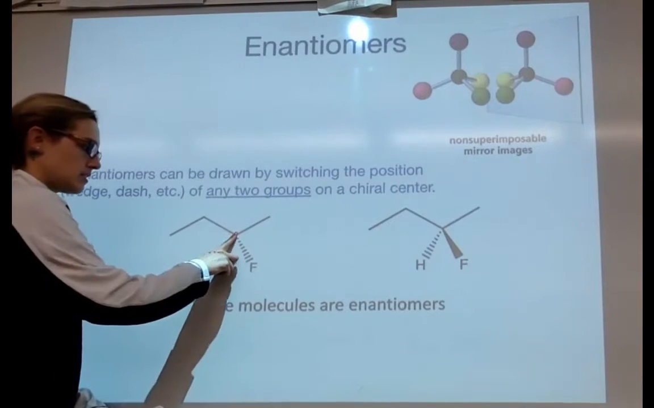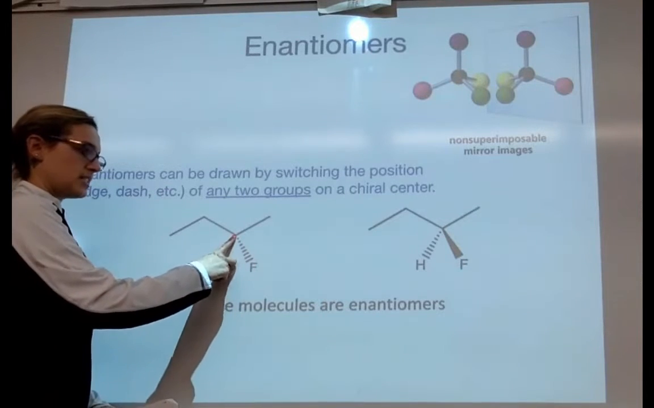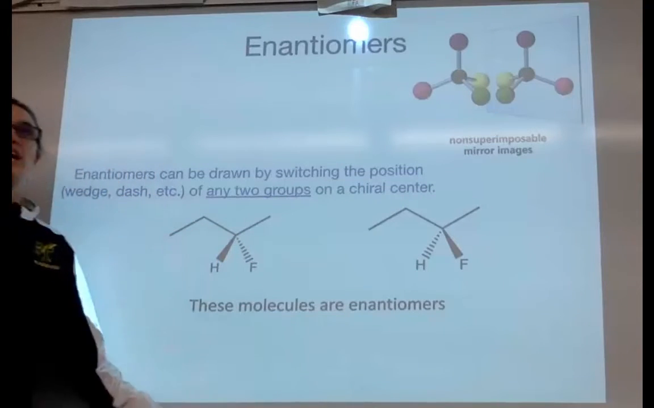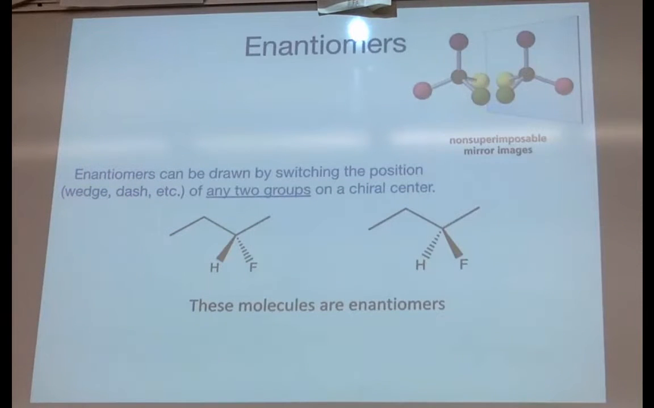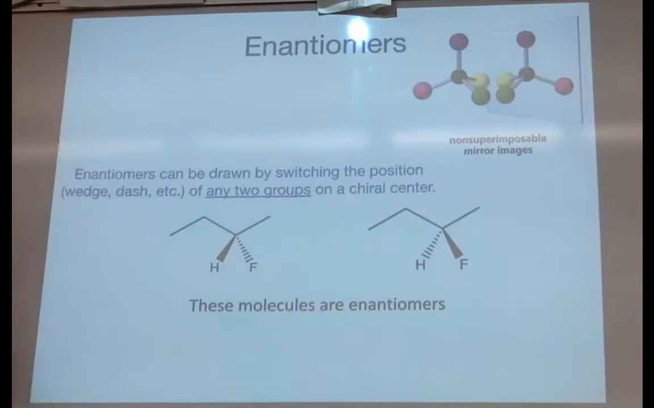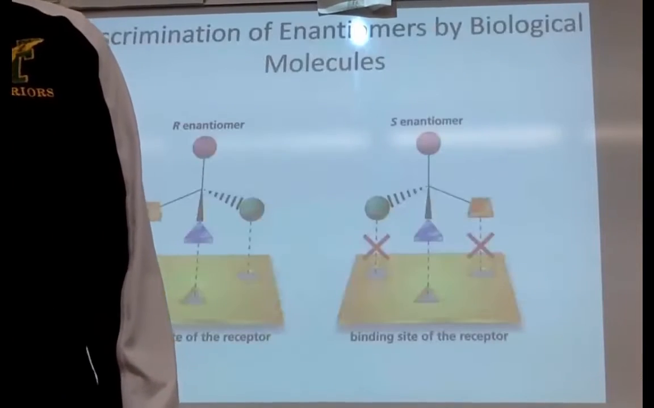That means this is my chiral center. I have H as a wedge, F as a dash. If I switch those two positionings, we've created an enantiomer. Right? It's a non-superimposable mirror image. And it might take a little bit because you have to think about what it looks like in a mirror, how you can rotate it. But if you switch the wedge and the dash on a single chiral center, you have created an enantiomer. So just think about changing the wedge and the dash.